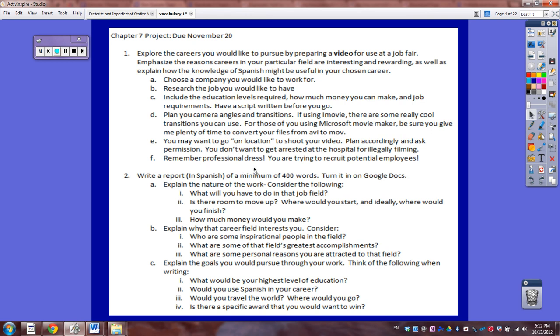Remember professional dress. It depends, I guess, on where you're going to work. If you're going to work in a hospital, sure, you can wear scrubs. If you are going to be a teacher, you cannot wear flip-flops and shorts and a t-shirt, especially the one that says Battery Creek Soccer on it. Hint, hint. Remember to dress like you would for that particular profession. You're acting like you already work there.